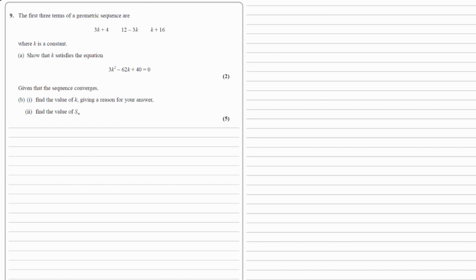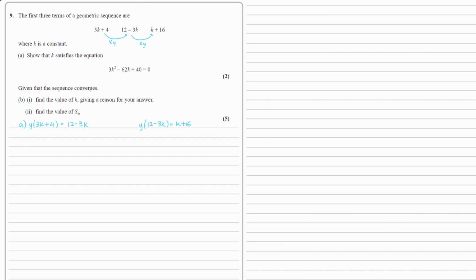We know that in a geometric sequence, we are multiplying by a common ratio each time. Because we don't know what that common ratio is, we can call it y for now. So for part A, we can use this to make an equation in terms of y and k. 3k plus 4 multiplied by y gives us the next term, which is 12 minus 3k. We can also make an equation for the second and third terms: 12 minus 3k multiplied by y gives us k plus 16.